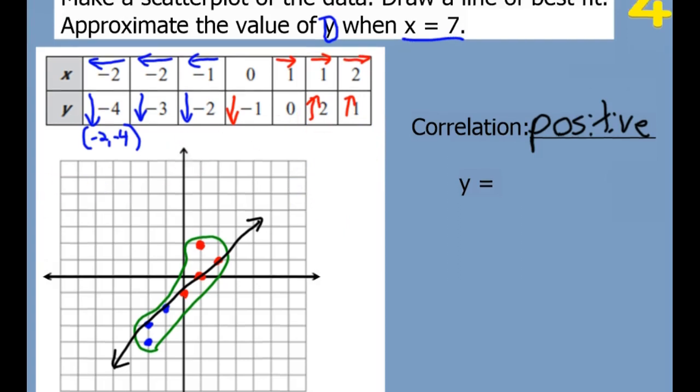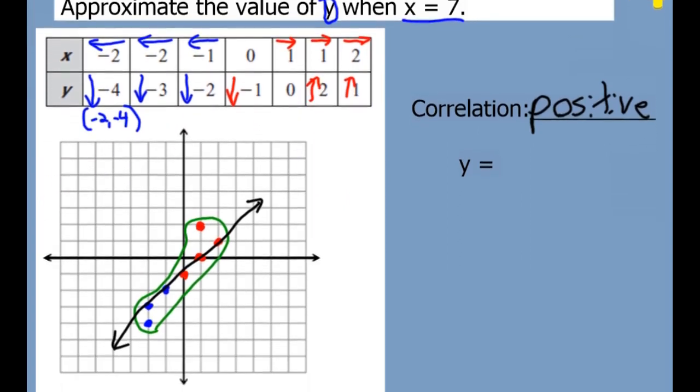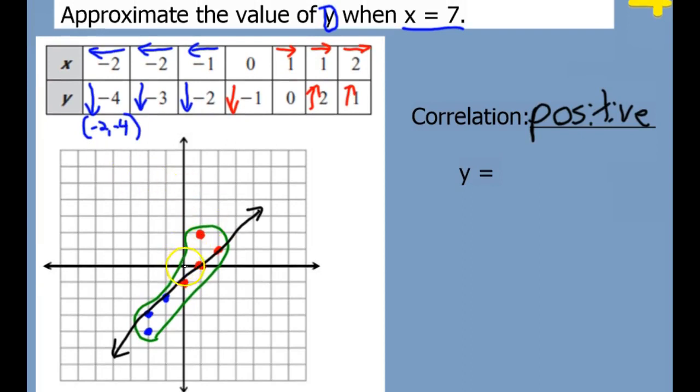Now the last part says, approximate the value of y when x equals 7. So we're going to need to go over to 7, so 1, 2, 3, 4, 5, 6, 7. And we're going to need to go up until we think that's where our line will cross. So if we continue our line here, we could say it'd be about there. So it would be up 1, 2, 3, 4, 5, 6.